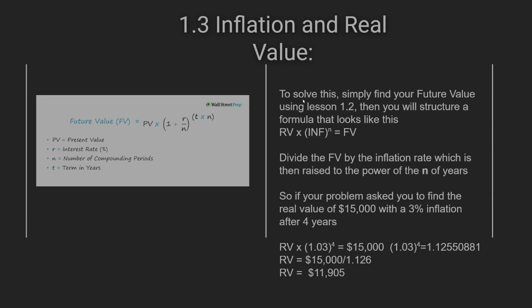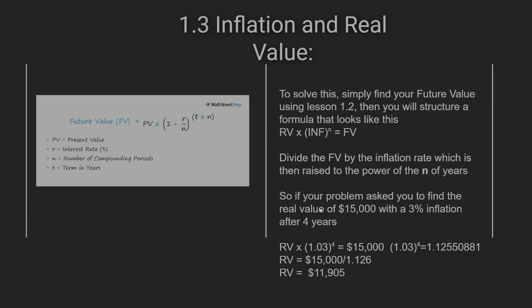To solve this, it's a pretty simple process. You need to use your future value, which is also A in different formulas. Then you will structure a formula that looks like this: real value times inflation to the power of n, where n is the number of compounding periods, equals the future value. So then divide the future value by the inflation rate.